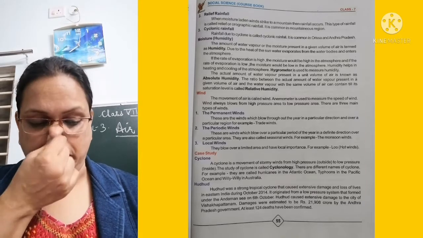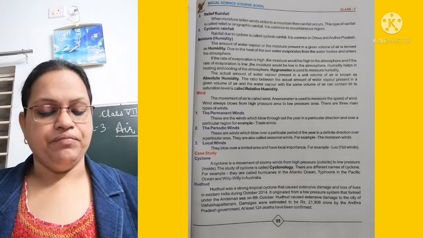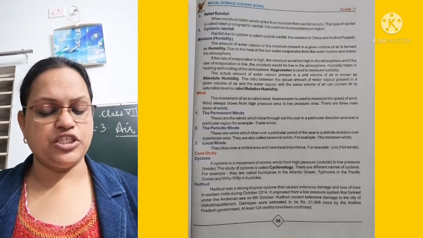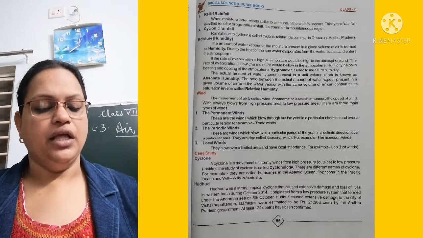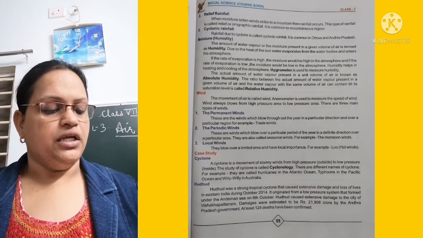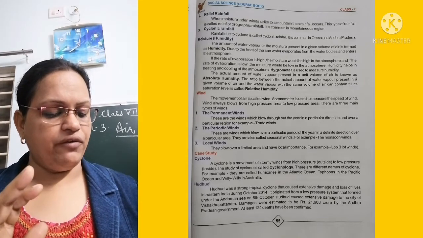Then we come to wind. The movement of the air is called what? Wind. Anemometer, underline. Anemometer is used to measure the speed of wind. Wind always blows from high pressure to low pressure area. There are three main types of wind: the permanent winds, then periodic winds, local winds.